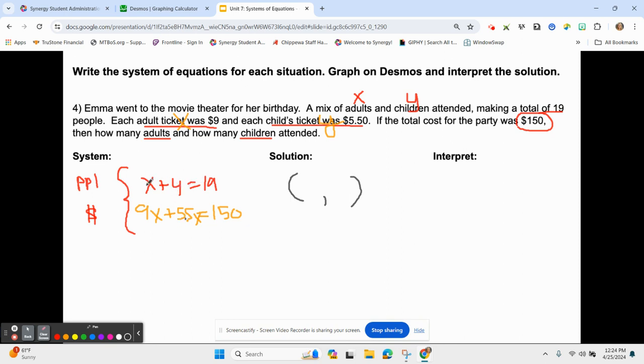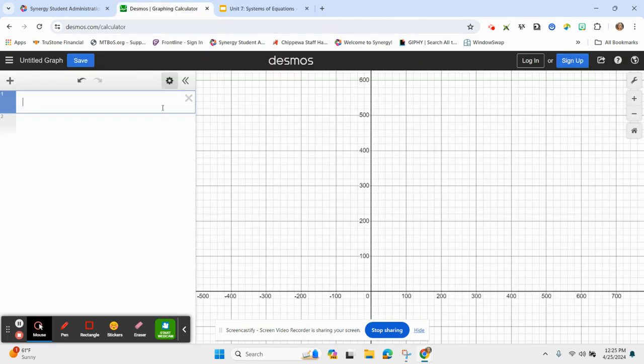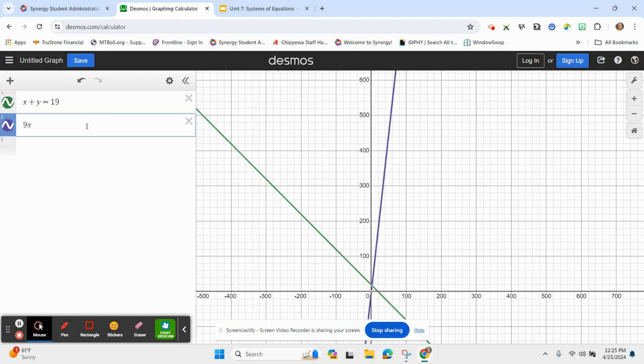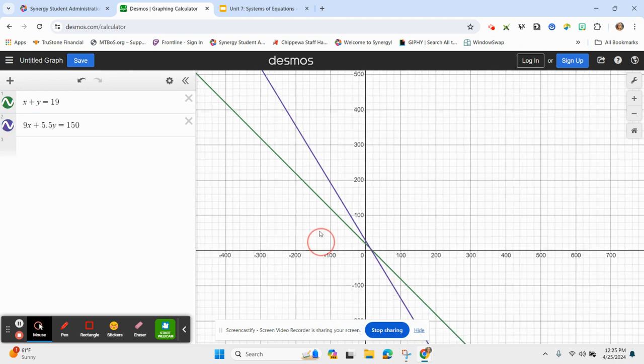Now, I could guess and check kids and adults making 19, but the money value also has to work. So what I'm going to do is go to Desmos. And in Desmos, I'm going to insert both of these equations, x plus y equals 19. And my second equation is 9x plus 5.5y equals 150.